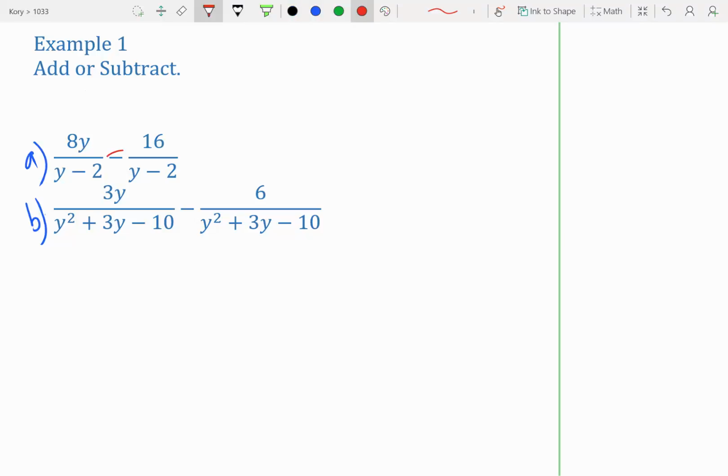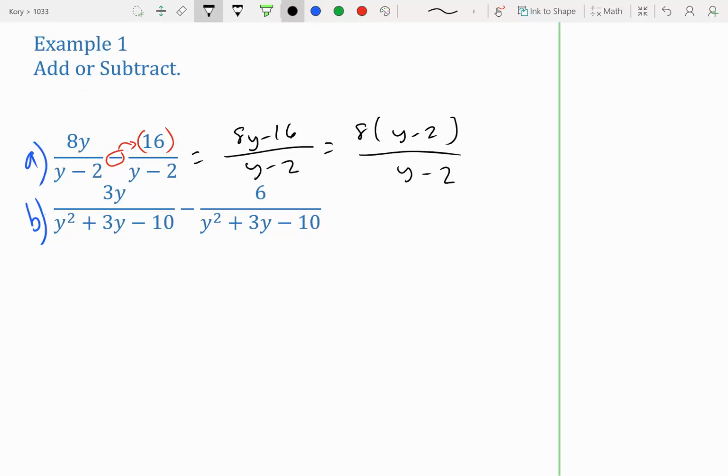So this negative goes to the 16. Now once they're the same on the bottom, we can go ahead and combine the tops. So we have 8y minus 16 over y minus 2. You always want to try and simplify as much as you can. Now we notice 8y and 16 have 8 in common, so we can go ahead and take that out. So we have y minus 2 left over y minus 2. Now you can see that the y minus 2's are identical, so we can cancel those out, and we're just left with 8 over 1, or 8.